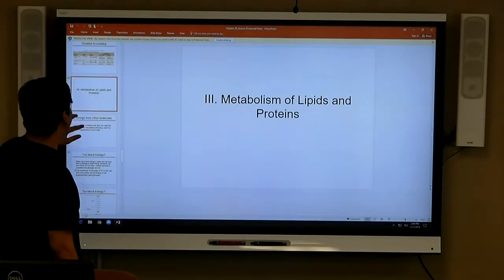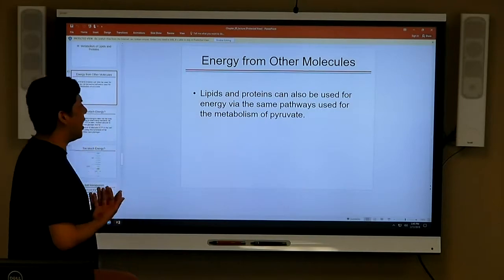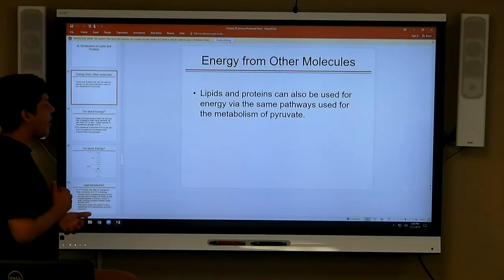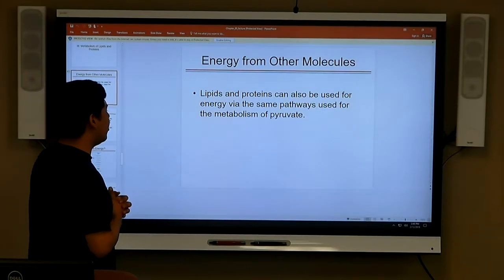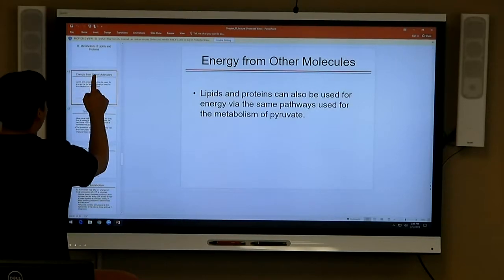Metabolism of lipids and proteins. Energy from other molecules. Lipids and proteins can also be used for energy via the same pathways used for the metabolism of pyruvate.